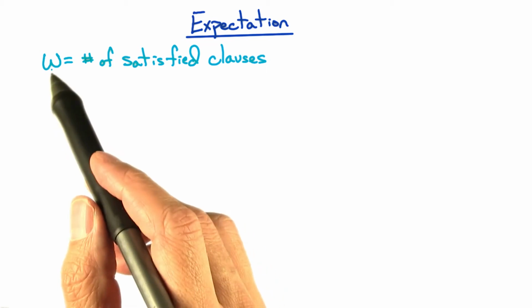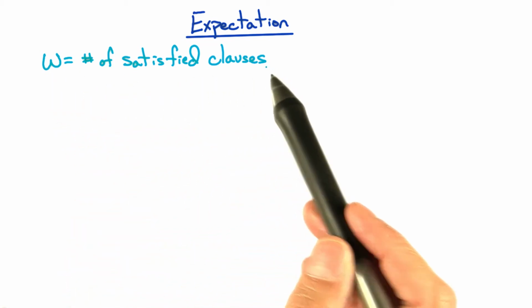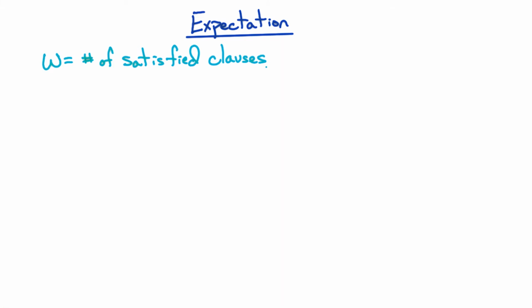Once again, capital W denotes the number of satisfied clauses for a random assignment. Each variable is assigned true or false with probability 1/2. Now we want to look at a simpler quantity. In particular, we want to look at one clause in isolation.